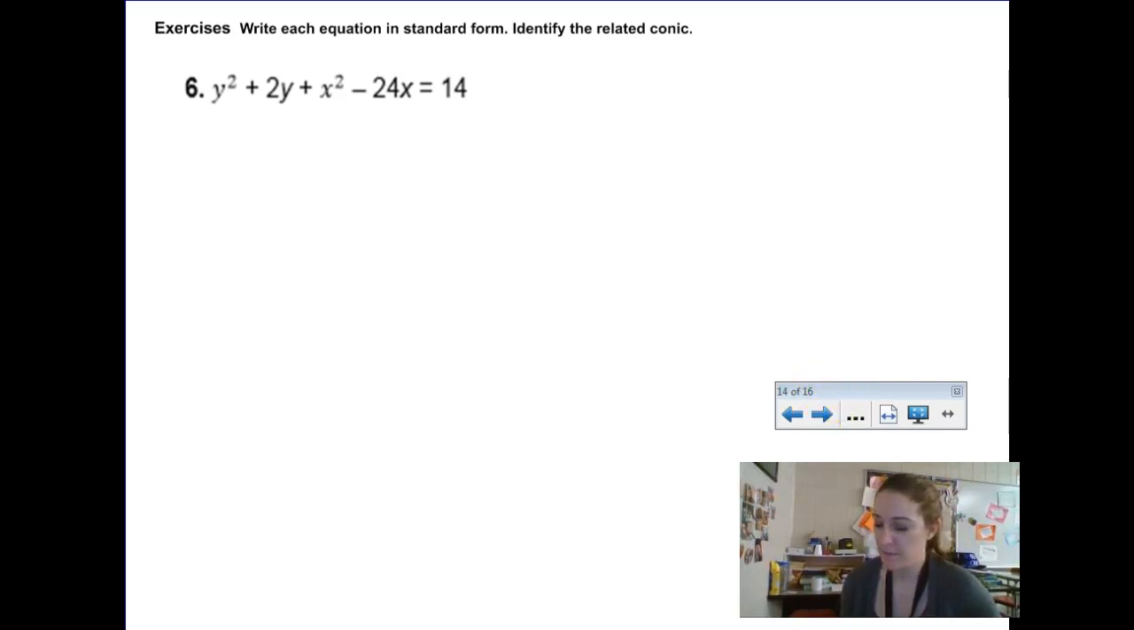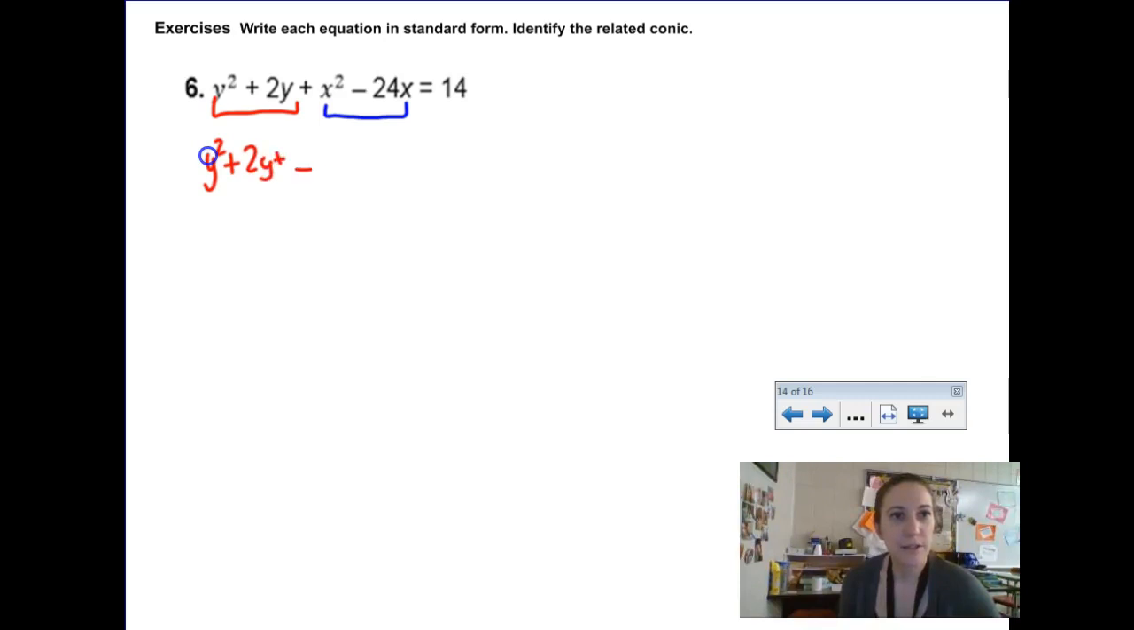Same thing. Don't just assume everything's going to be an ellipse today, though. They might not. We will see. Alright, let's check out this one. Grouping my x's and y's. Someone kind of already did that for me. So I just need to complete the square.